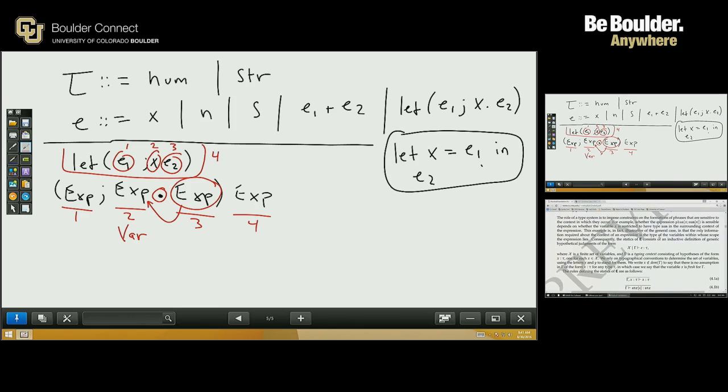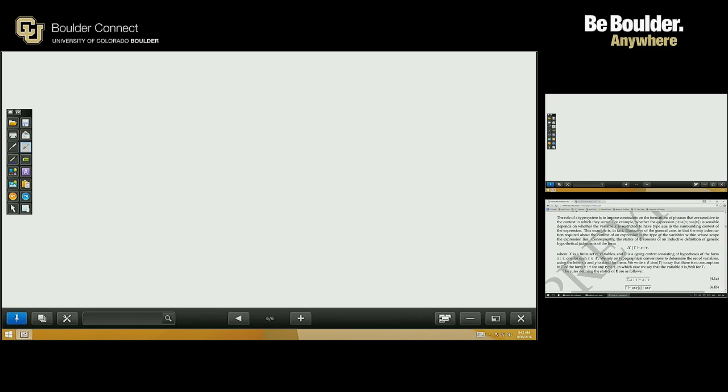Finally, some awesome simple rules. Okay, so let's talk about the type system of this simple language. I'm going to leave this up and then go to the next whiteboard here, and you won't be able to see the syntax. But I think that's okay.